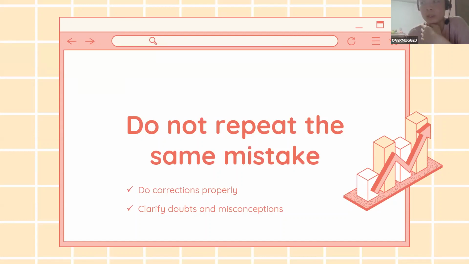Right? They've been doing the same mistake for 2-3 years. It's very hard to correct. Okay, it will be a very painful process. So correct it during the lower sec, establish a good foundation, and then when you go upper sec, it will be much easier. Alright. So clarify any doubts and misconceptions that you have with your teachers or friends as well.